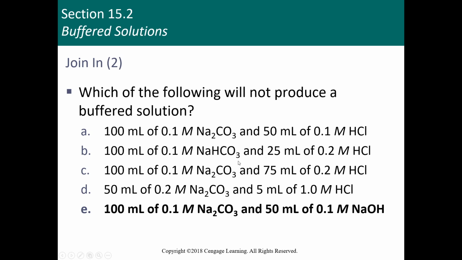And again, that's going to give us a base and its conjugate acid, which is a buffer, right? You're doing the same thing over again. You're just neutralizing a lot more of it this time. So you still have a base and its conjugate acid. Again, here you have a base and its conjugate acid again. You're just using different numbers in each case. This is the only one that you have a base and a base. You just have all base. You don't have any conjugate acid there.